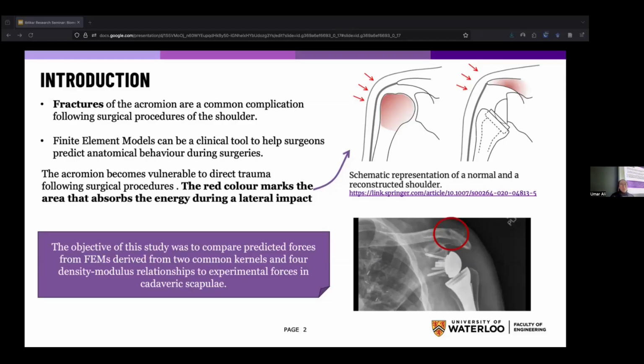The objective of this study was to compare the predicted forces from FEMs, or finite element models, derived from two common kernels and four density modulus relationships to experimental forces in cadaveric scapulae.